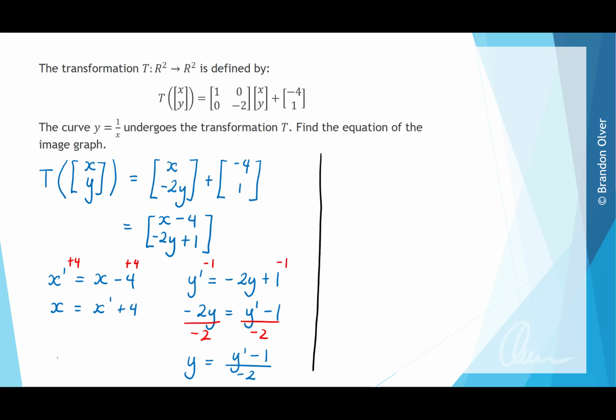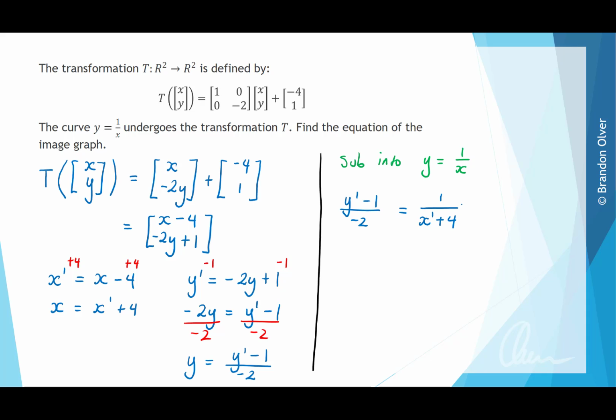The next step is to sub these expressions into the original equation. So this means wherever there is a y, I'm going to replace it with (y dash minus 1) divided by minus 2, and that is going to be equal to 1 divided by, and wherever there's an x, I'm going to replace it with x dash plus 4.